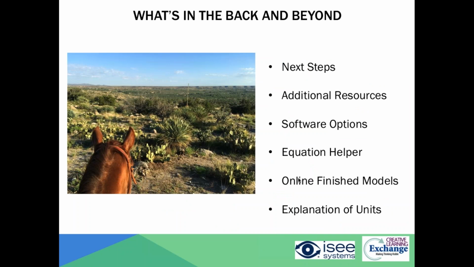Finally, what's in the back and beyond, this idea that there's no path that goes all the way. So what are some next steps? Where are some additional resources you can access? Getting at the software options in there that you could use. So Stella Online is one of them, and we chose to use that as we did the graphics in this book. There's an equation helper at the back, with the explanation of units that I was just talking about, and some problems to work for.